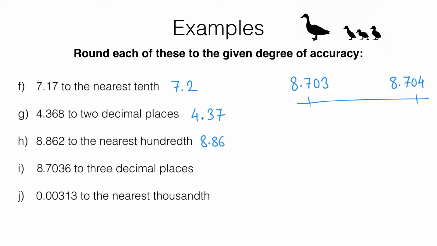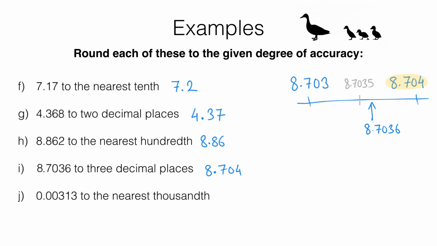As usual, I'm going to mark on the halfway point. That would be 8.7035. And now I can see that 8.7036 is greater than 8.7035. It goes about here. And that means it is closer to 8.704. And there is our answer. Notice, when rounding to 3 decimal places, we need to end up with an answer that has 3 digits after the decimal point, which is what we've got here.